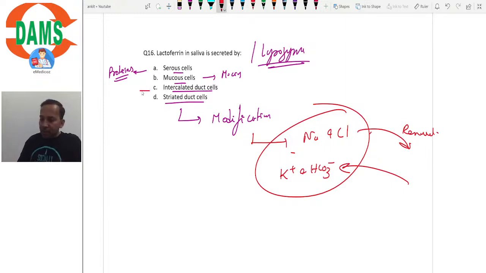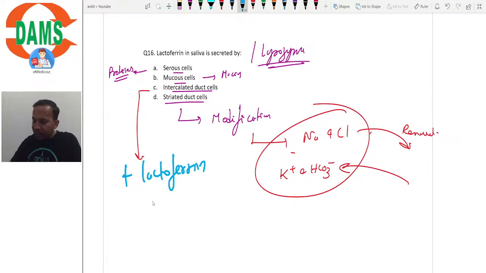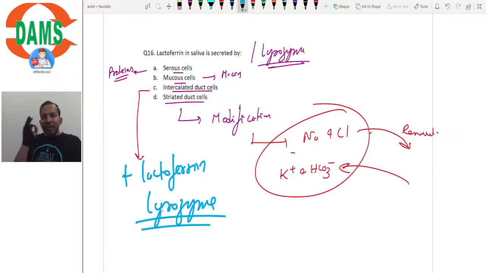Intercalated duct cells also modify saliva by adding lactoferrin and lysozyme. So basically, the intercalated duct also has a secretory role, isn't it? The intercalated duct also has a secretory role. Option C is the correct answer, right?